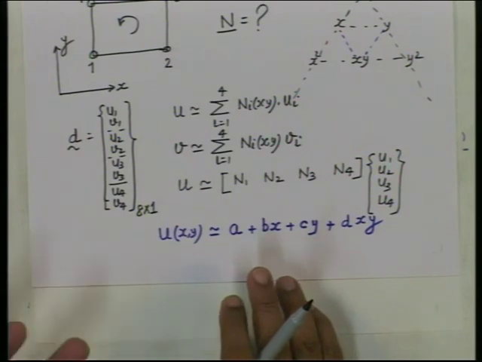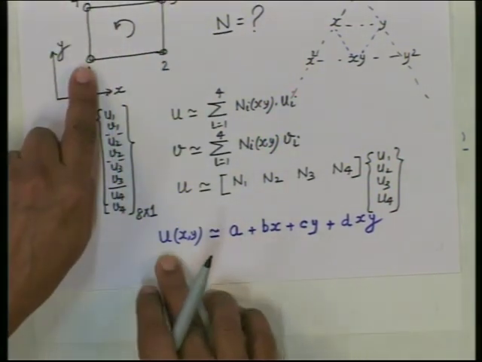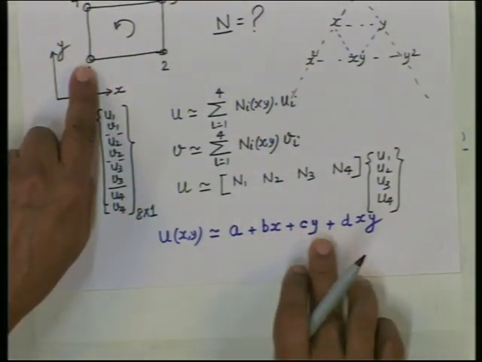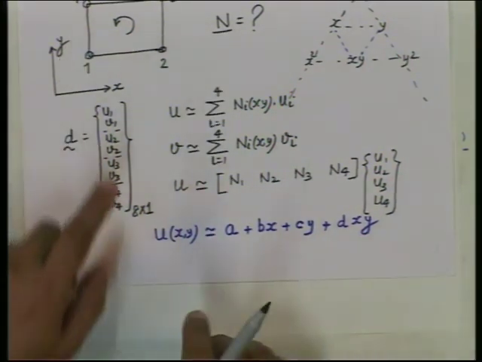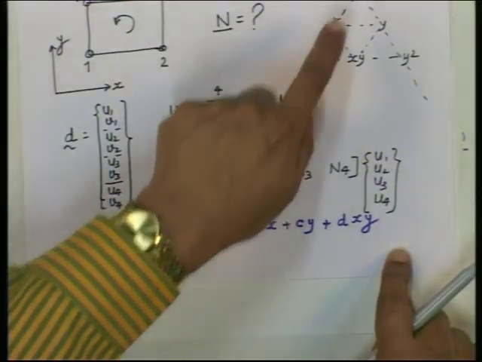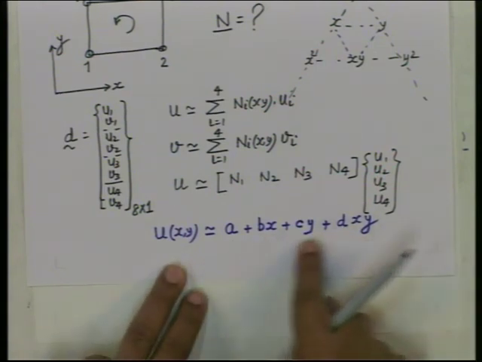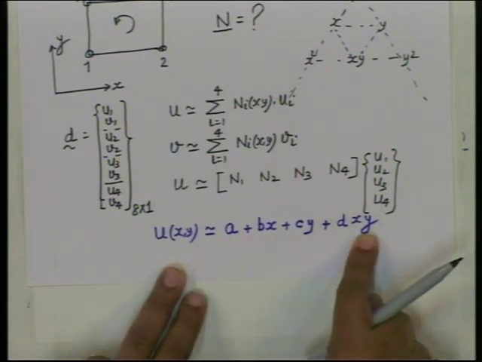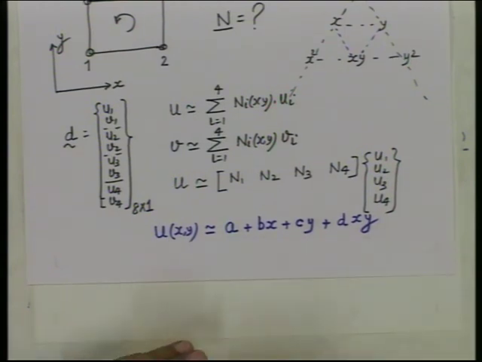So, a, b, c, d can be found by writing the 4 nodal coordinates, that is, u1 equal to a plus b x1 plus c y1 plus d x1 y1, one equation, second equation, third equation, fourth equation, and find a, b, c, d. So, the starting point is this, not x square. The Pascal triangle comes in handy to decide which term to take. We will continue from here next time.